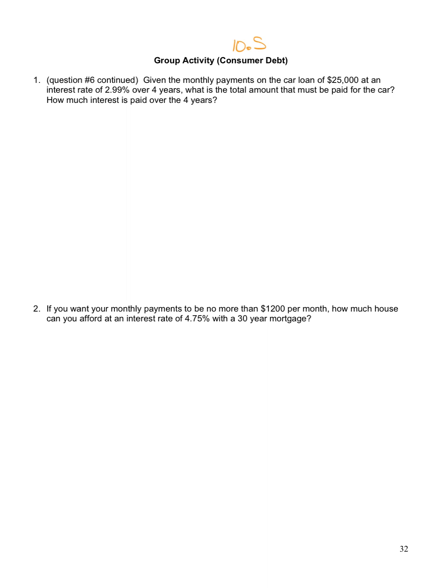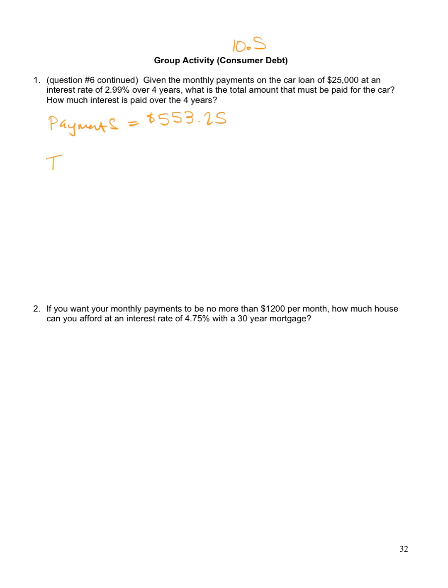It says, given the monthly payments on a car loan of $25,000 at an interest rate of 2.99% over 4 years, which we calculated in the demo, was $553.25. So my payments on that loan are $553.25. What is the total amount that must be paid for the car? So I'm going to make that payment every month for 4 years.